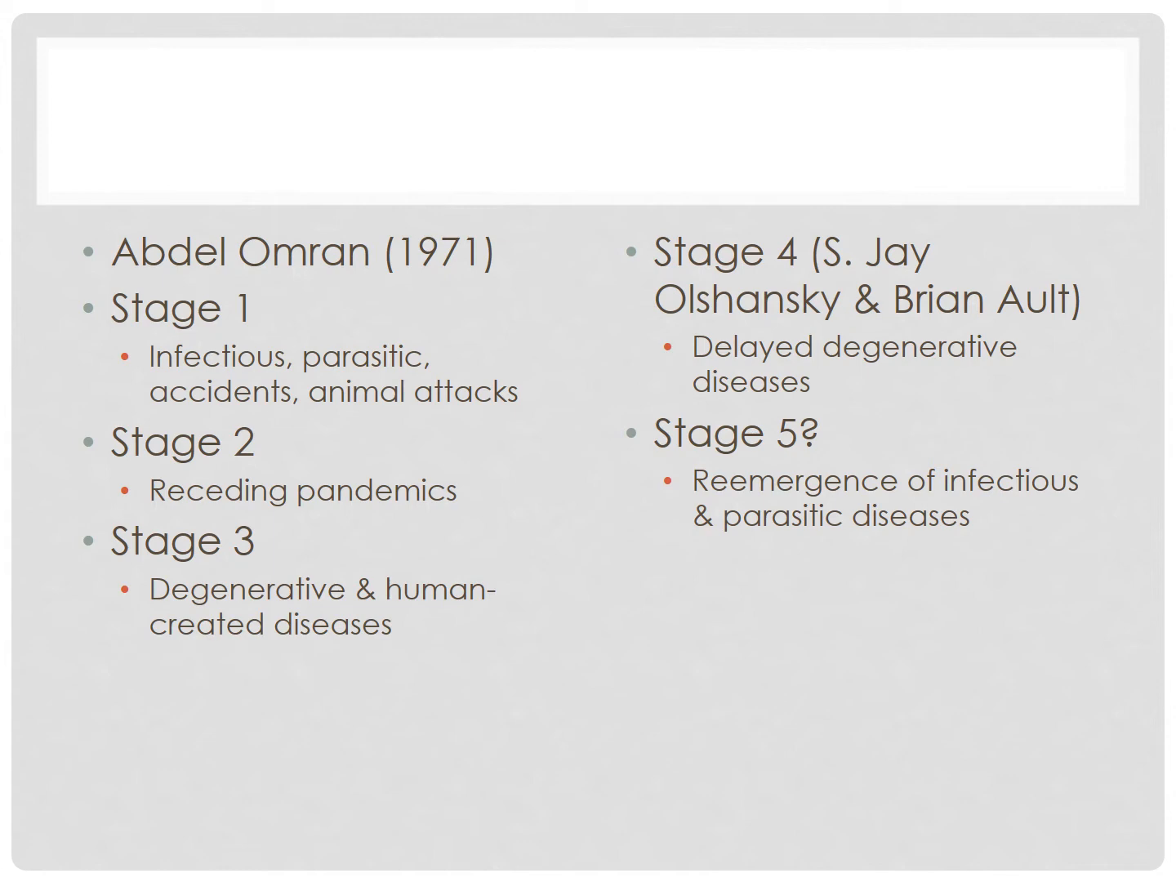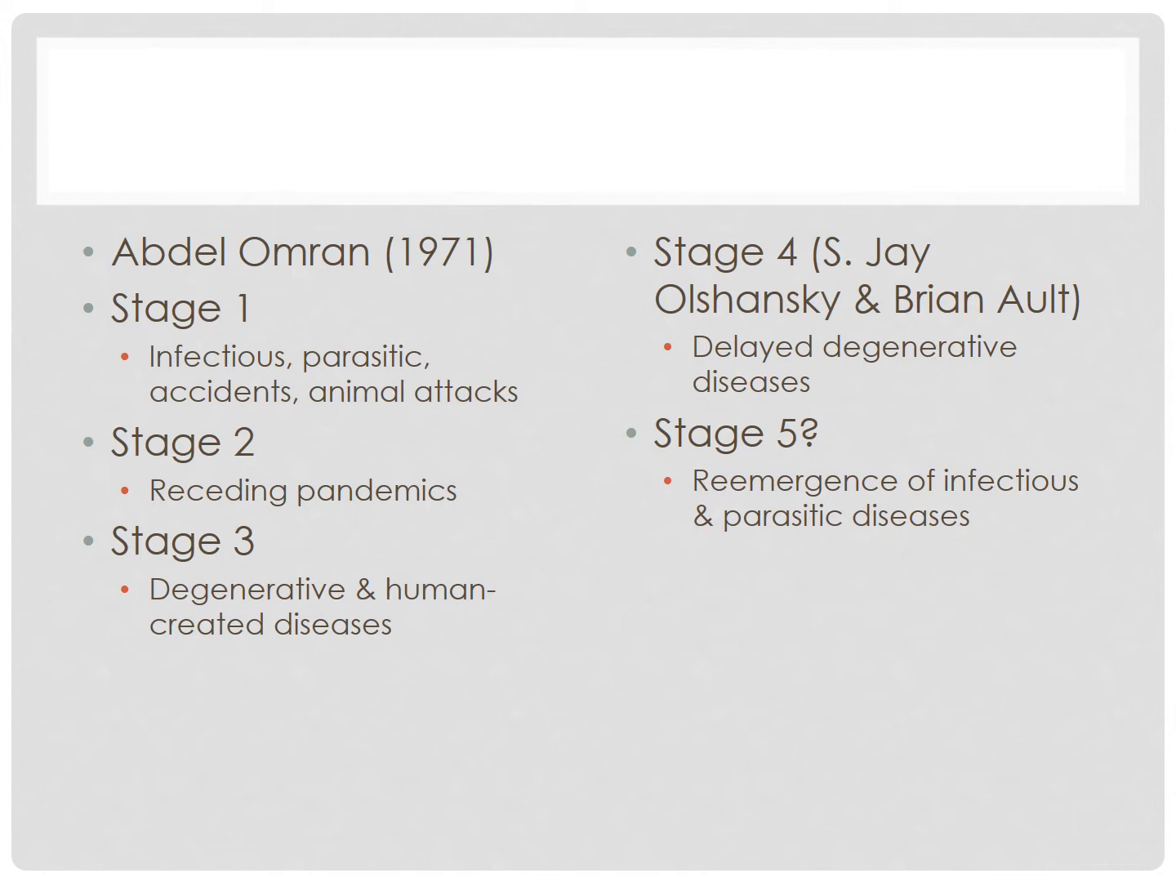Stage 2 is called Receding Pandemics. The crude death rate is dropping dramatically, and so it is receding pandemics. We'll define pandemics later as diseases that have a very wide range, affect a lot of people, and those are becoming less common as the death rate drops. Good example of that is cholera. There are still people today who die from cholera, but the UK dealt with this back in the 1800s. So we're going to take a look at that.